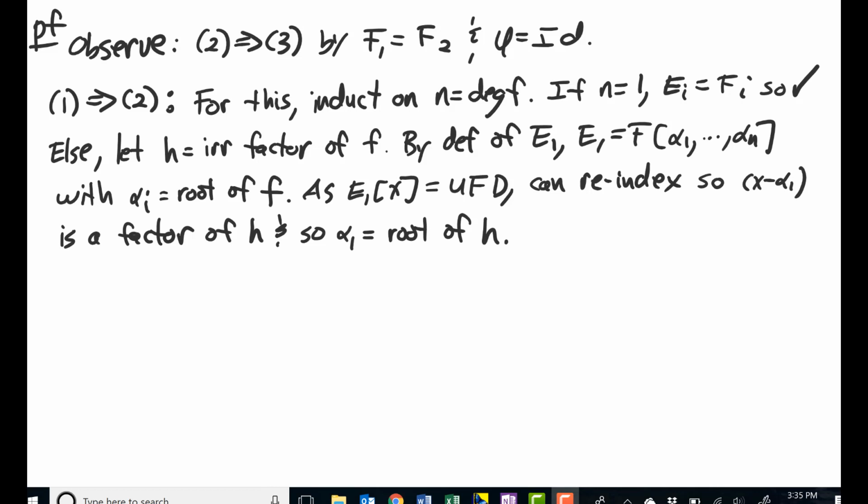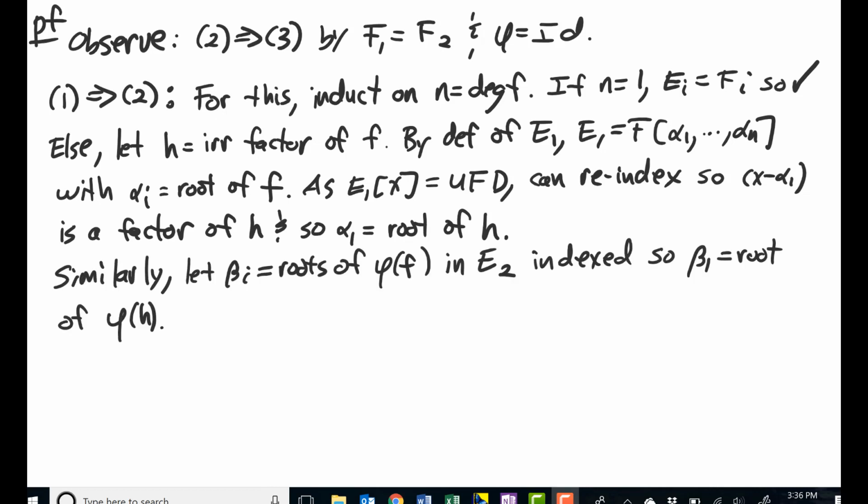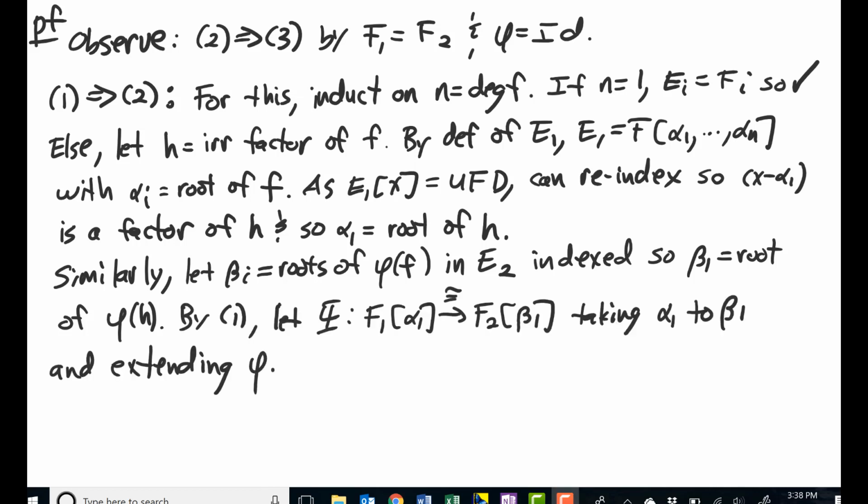All right, we're going to do the same story now looking at phi of h and phi of f. Let's let the beta i's be the roots of phi of f in E2. And same argument, we index them, so beta 1 is actually a root of phi of h. All right, now we use part 1. Let capital psi be the isomorphism from F1(alpha 1) to F2(beta 1) that takes alpha 1 to beta 1, and it extends the map phi on the base fields.